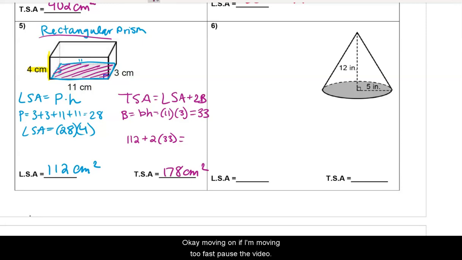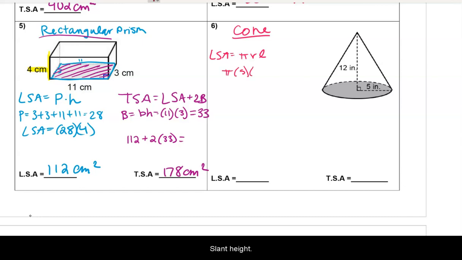Okay, moving on. If I'm moving too fast, pause the video. All right, here we have a cone. And our lateral surface area formula of a cone is pi r L, where our radius is 5 and our slant height, well, it tells us our regular height is 12, but we want L, the side height, the slant height here. We want that.